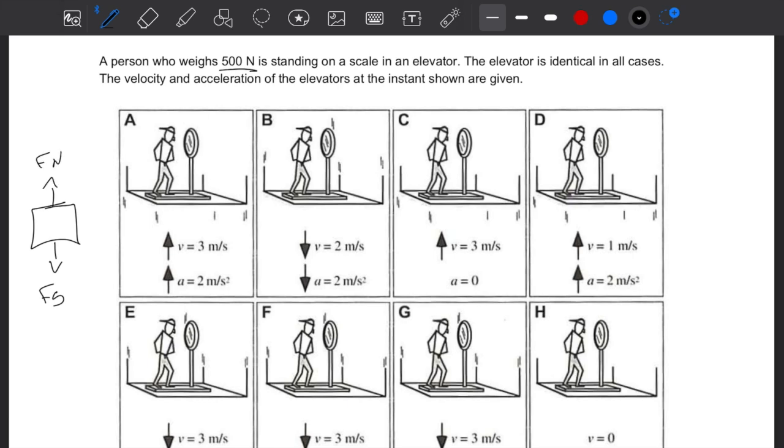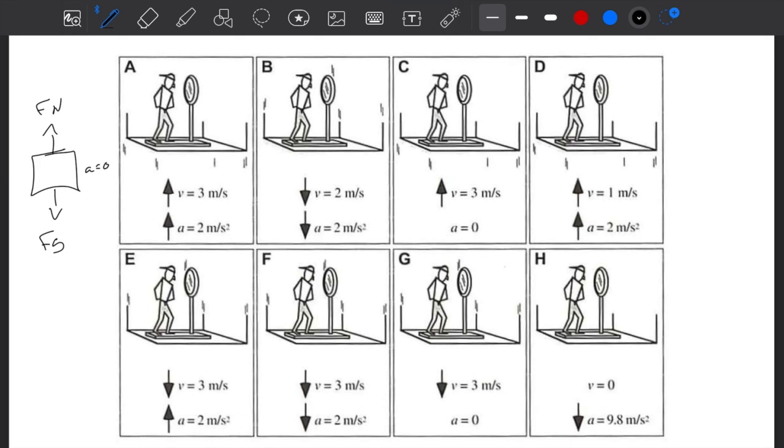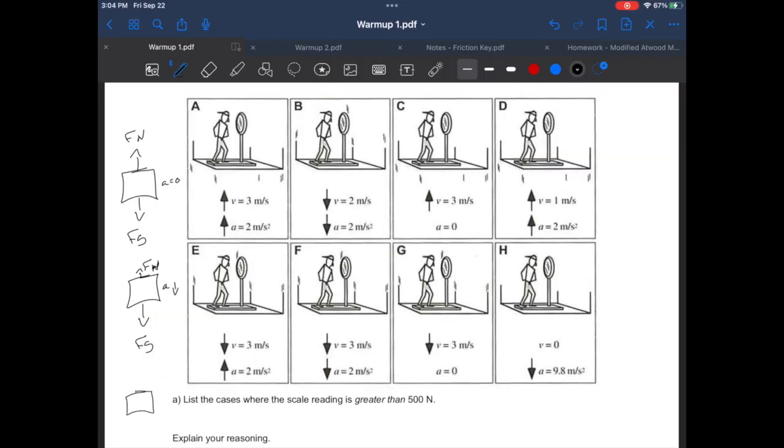Force of gravity will not change. It's not a diet program. Force normal can. If force normal and force gravity are the same, we've got balanced forces. Scale says 500. If force normal is smaller, then the scale is going to indicate something less. The acceleration would be down, net force down. If force normal is much larger, the net force is up, so acceleration is up.